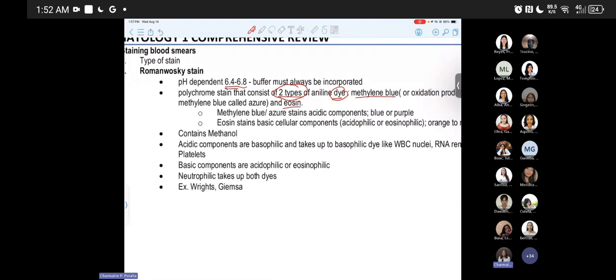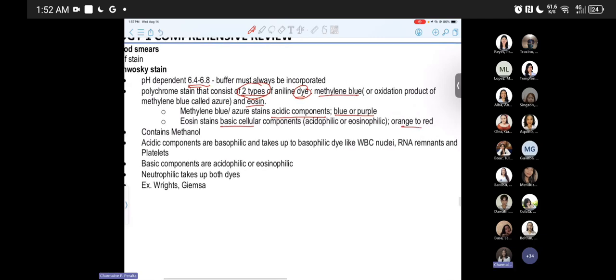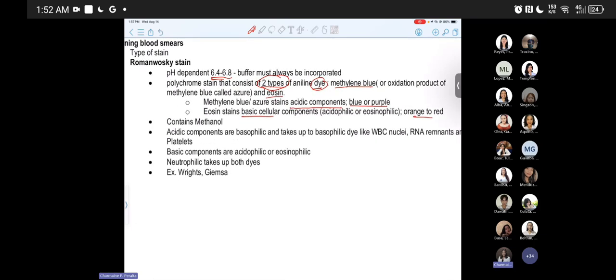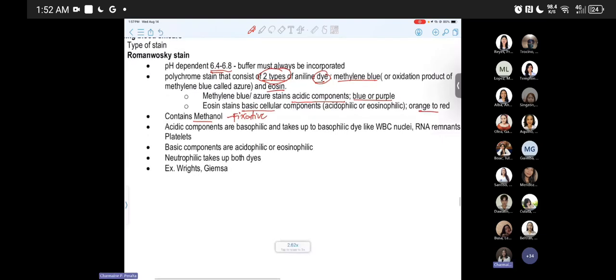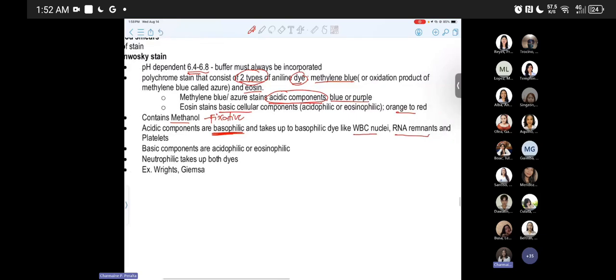Methylene blue, or the azure stain, stains the acidic components of the cell. The color of the acidic components of the cell is blue or purple. We have the eosin, which stains the basic cellular components orange to red. The Romanowski type of stain contains methanol as a fixative to fix the smear. So acidic components are basophilic, so the color is blue or purple. What are examples of acidic components? We have WBC nuclei, RNA remnants, and platelets.